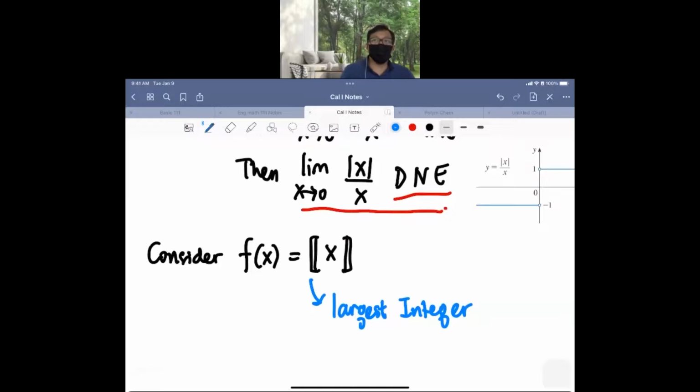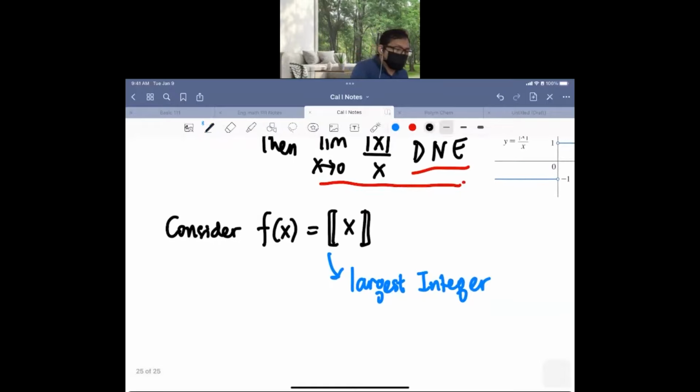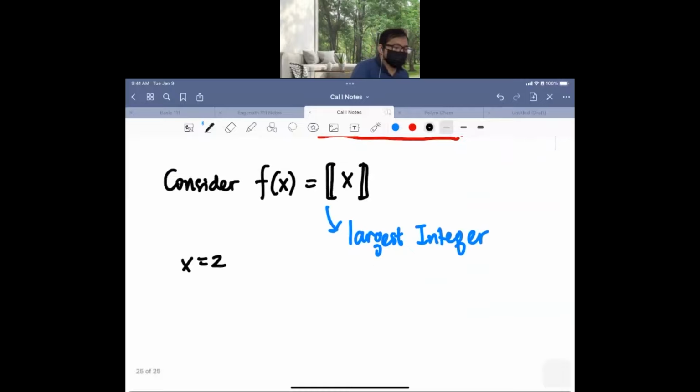So how do we deal with this? How do we operate this? For example, let's try some x that has decimals. Or let's try some x. Let's try x equal 2. So f(2) is just 2, and this is just 2.